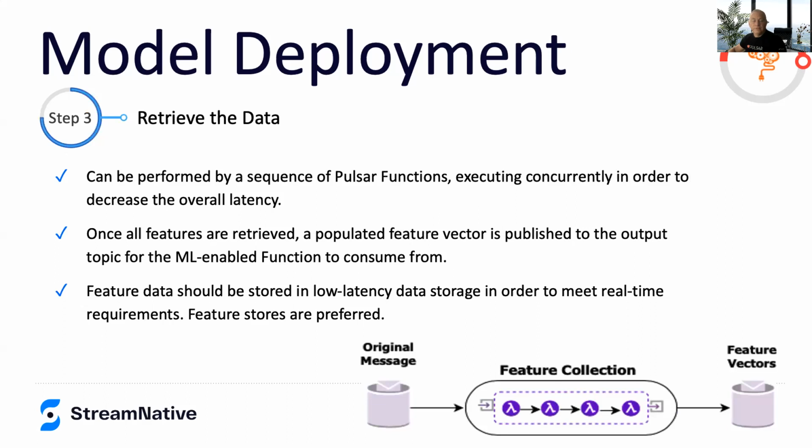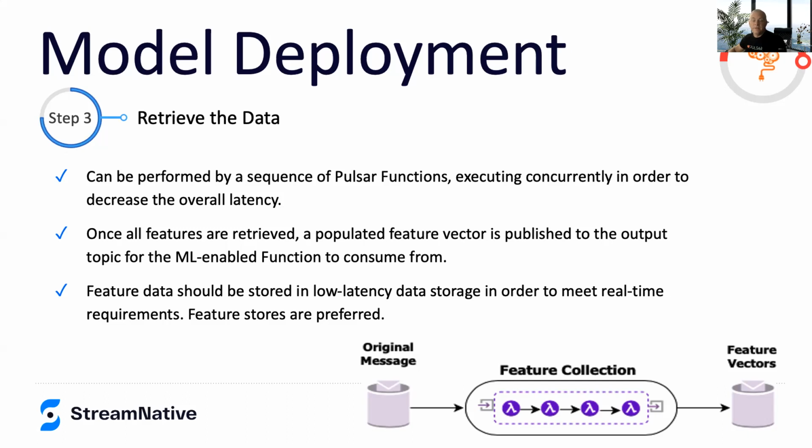So now that we've done step 1 and 2, let's look at step 3. Separately, there's a sequence of Pulsar functions that can, again, execute concurrently in order to decrease the overall latency of this retrieval of the data. So once the features are retrieved, you populate the feature vector to publish to the output topic, right? The feature data should be stored in low latency storage, right?